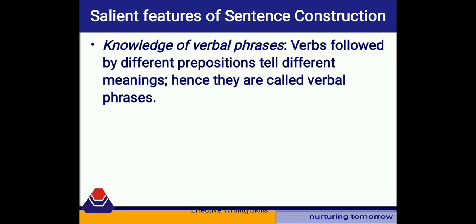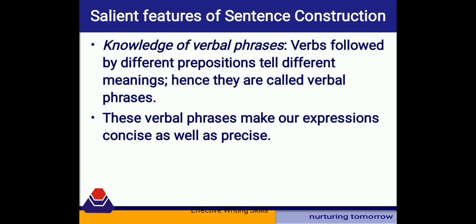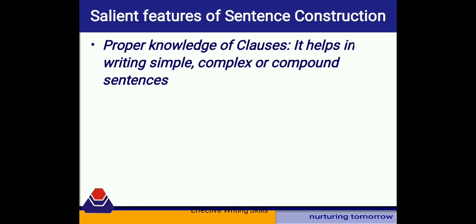The next point is knowledge of verbal phrases. This means that there are certain verbs which are followed by different prepositions and they give different meanings. That is why they are called verbal phrases. These verbal phrases make our expressions concise as well as precise. For example, "kindly hear me out" means pay attention to what I am saying, listen to me.